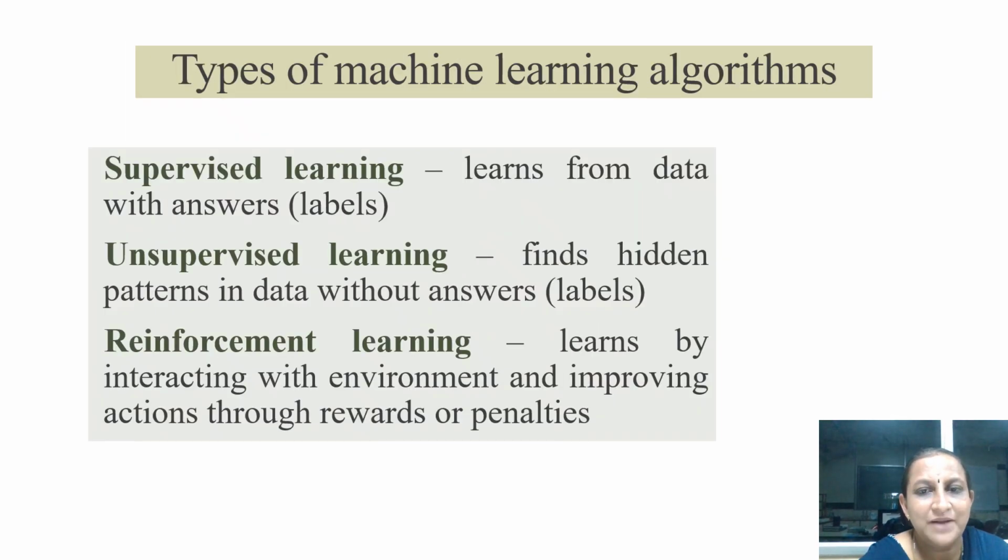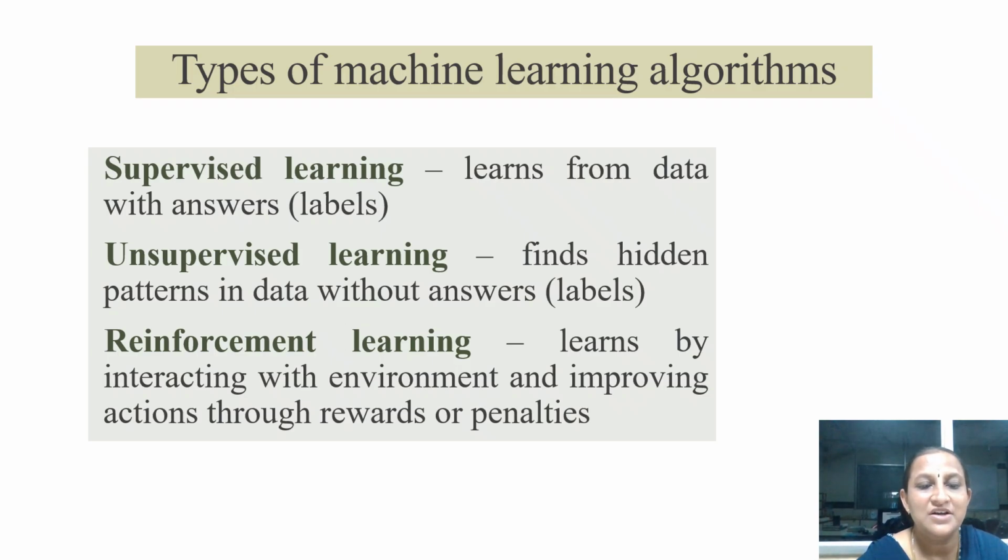Next, we'll see the types of machine learning algorithms. There are three types: supervised learning, unsupervised learning, and the third one is reinforcement learning. Supervised learning generally learns from data with answers provided as labels. So in supervised learning, we provide data having both input as well as output, from which new predictions will also be carried out.